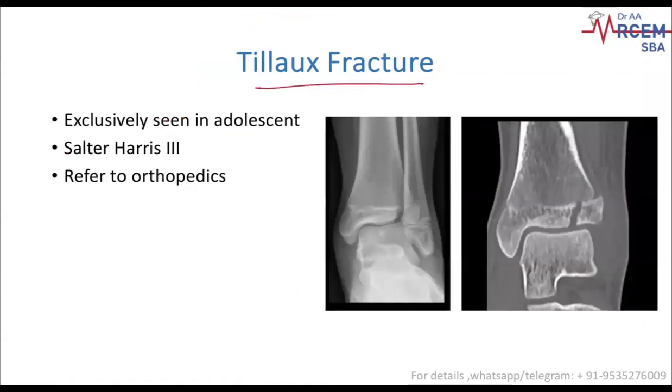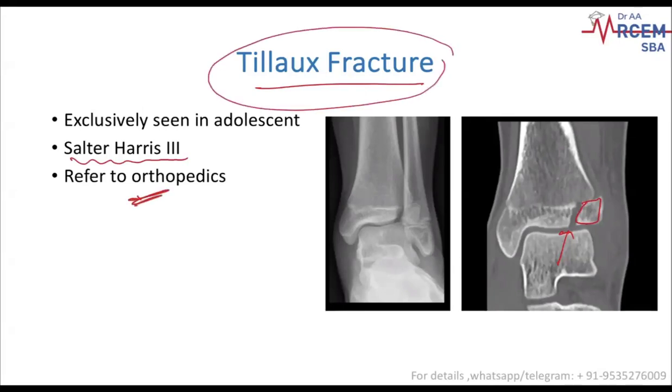Tillaux fracture is nothing but a special name given for a Salter-Harris type 3 fracture of the distal tibia. This is the distal tibia what you're having. You can see only the epiphyseal part has been fractured. This is suggestive of a Salter-Harris type 3 fracture. When it involves the distal part of the tibia, then it is known as Tillaux fracture. Just refer to the orthopedics, nothing much needs to be done. You can place them on an above knee back slab.